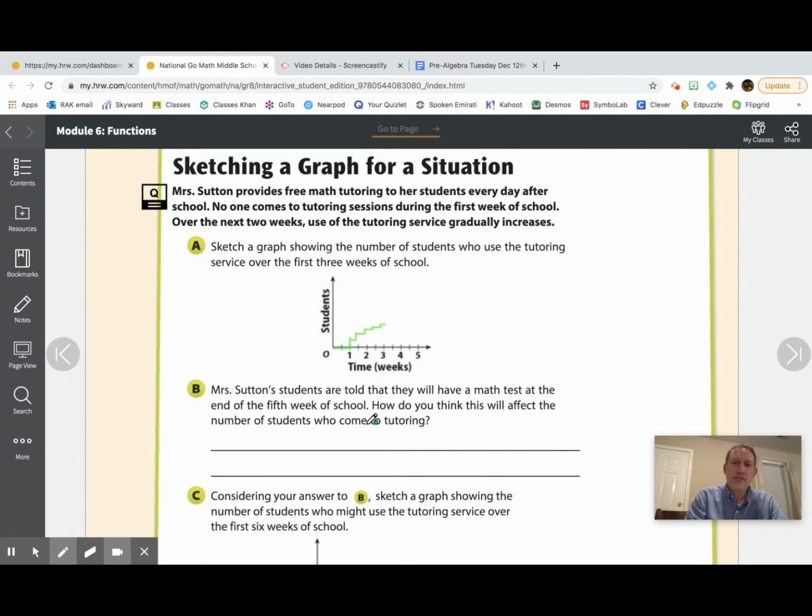Okay, if Miss Sutton's students are told that they're going to have a math test at the end of the 5th week, oh, another keyword. How do you think that will affect the number of students coming to tutoring? Well, especially if she gives out candy or offers bonus points, I bet she'll have more people come. And so it's going to increase even more right before the test. And then what if after the 6th week of school, that's going to be after the test, people might start decreasing. And that's what you're going to graph down here. Let me go ahead and scroll that up.